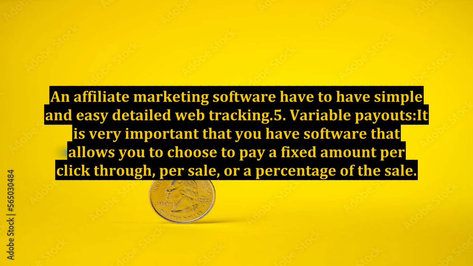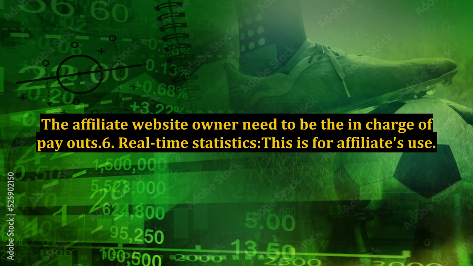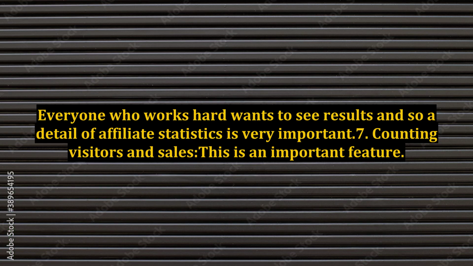5. Variable payouts. It is very important that you have software that allows you to choose to pay a fixed amount per click-through, per sale, or a percentage of the sale. The affiliate website owner needs to be in charge of payouts. 6. Real-time statistics. This is for affiliates' use. Everyone who works hard wants to see results, and so detailed affiliate statistics are very important.